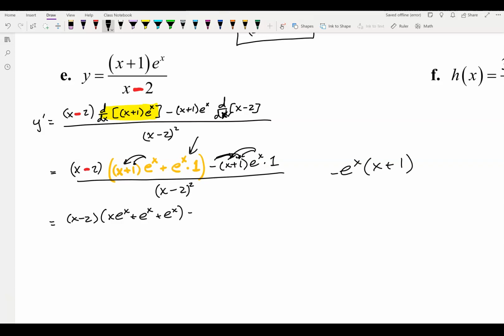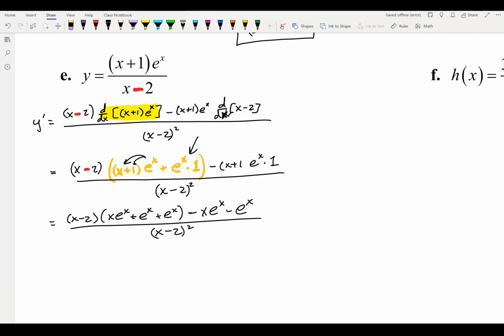And that's going to give me negative x e to the x minus e to the x all over x minus 2 quantity squared. Okay, tons of fun with algebra here, yeah?